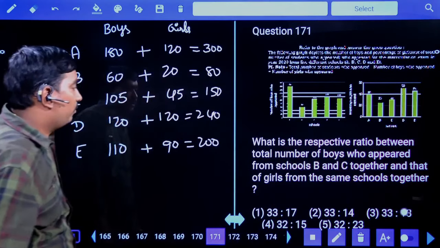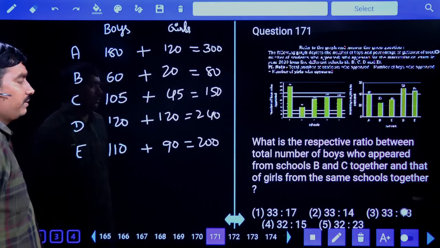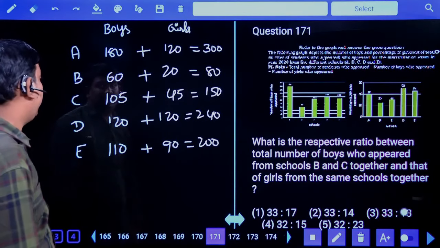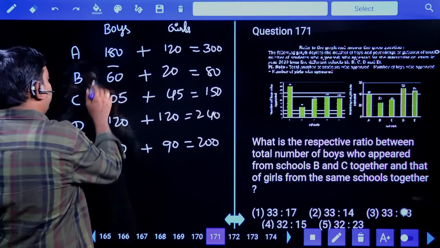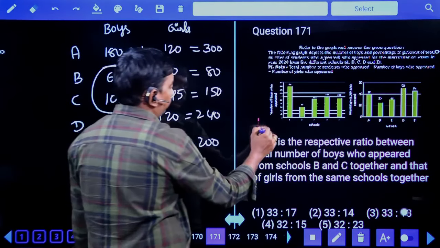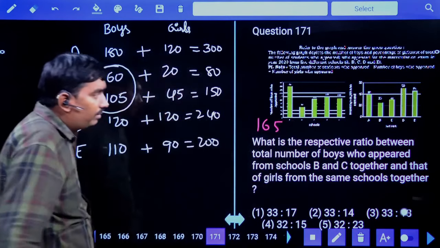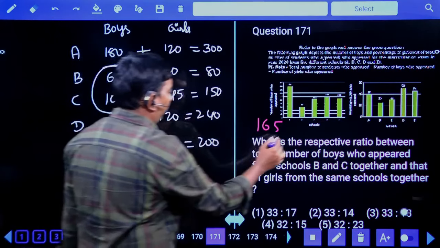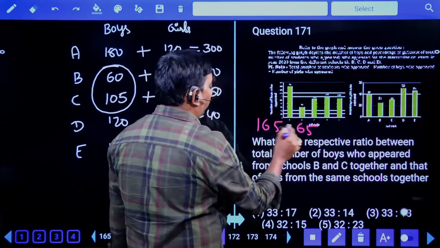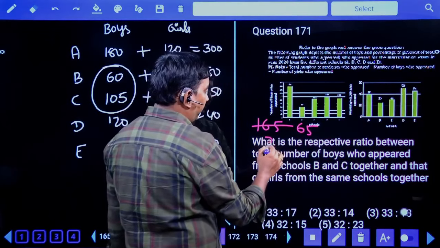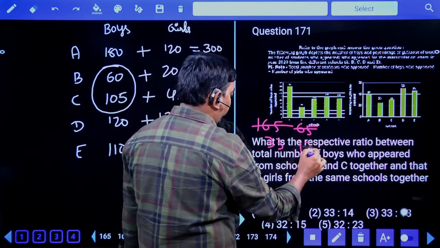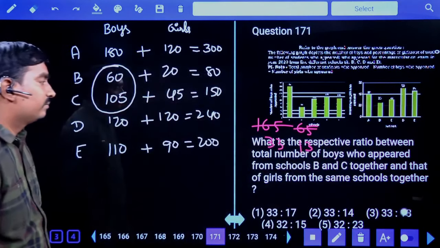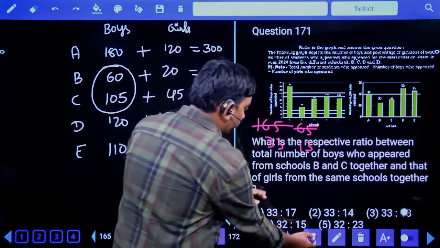What is the respective ratio between the total number of boys who appeared from schools B and C together and that of girls from the same schools together? Boys from B and C together means 165. Girls from the same schools together, 20 plus 45 means 65. 5 33 times 5, 13 times 5. So 33 is to 13. Third option.